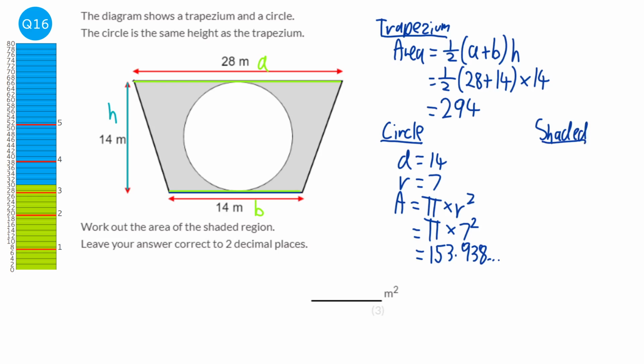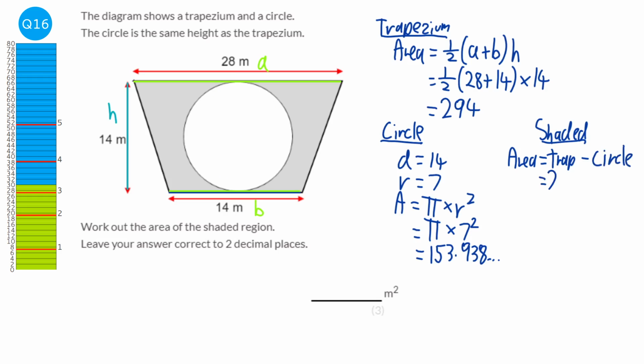Now keep that in my calculator, because next thing we'll do is the shaded area part, and it says we want to work out the area of the shaded region. So the area will be the total area, which will be the trapezium, take away the area that we don't want, which is this bit here, which will be the circle.